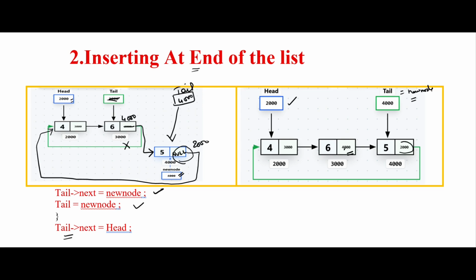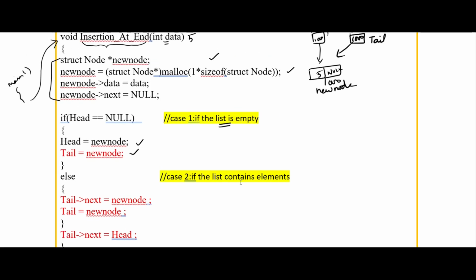At the end, tail of next is equal to head value. Yeah, everything is done, so the insertion is completed now. I hope you understand the coding part. Now let us see the animation part for that.